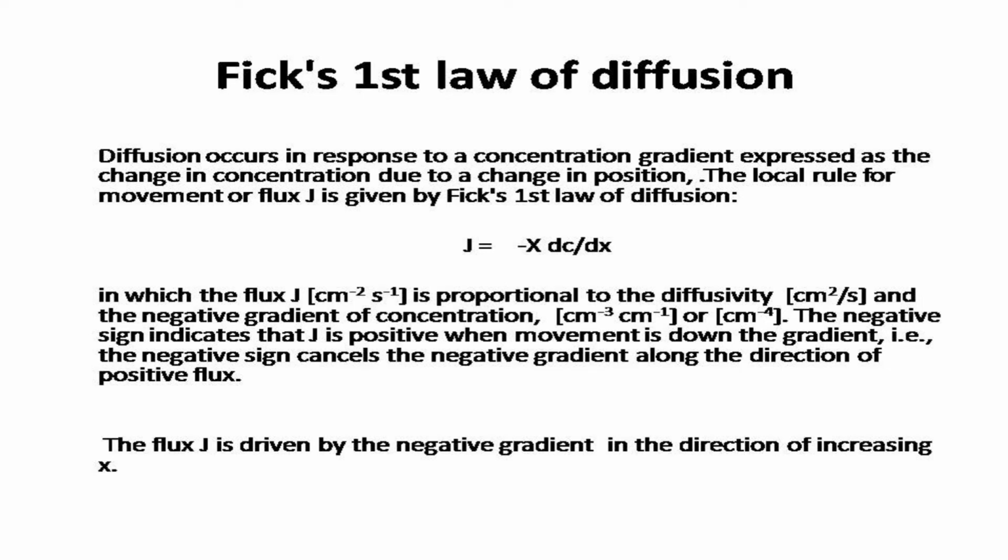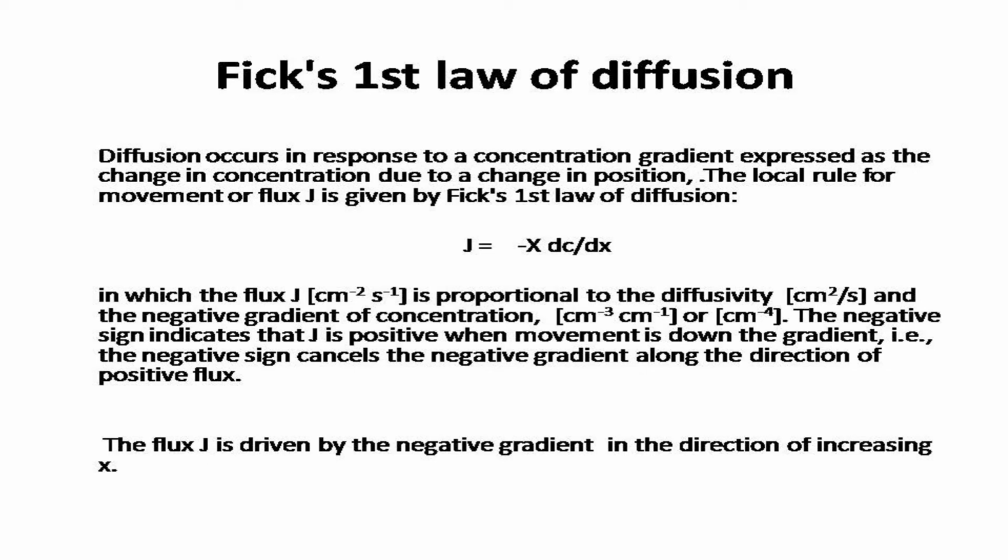Now these are the details of Fick's law, which I have mentioned to you, which controls the diffusion rate. Those of you who have studied physics in the past would be aware of this particular law. As written here, diffusion occurs in response to a concentration gradient, expressed as the change in concentration due to change in position. The local rule for the movement of flux is given by Fick's equation shown on the slide, in which the flux J is proportional to diffusivity and the negative gradient of concentration. The negative sign indicates that the flux is positive when movement is down the gradient. That is, the negative sign cancels the negative gradient along the direction of the positive flux. The flux is driven by the negative gradient in the direction of increasing x.